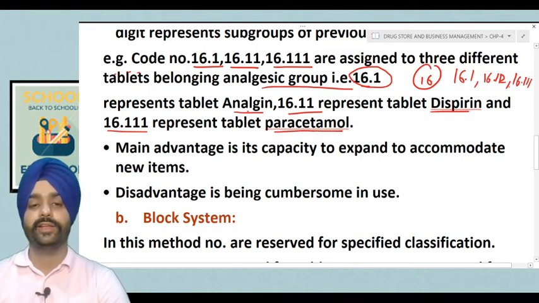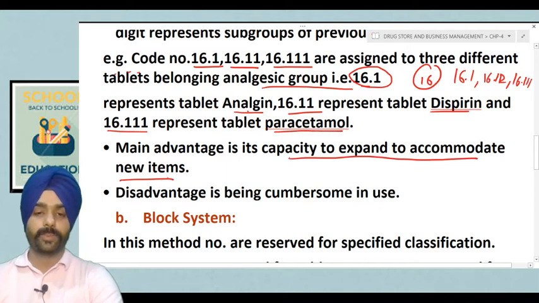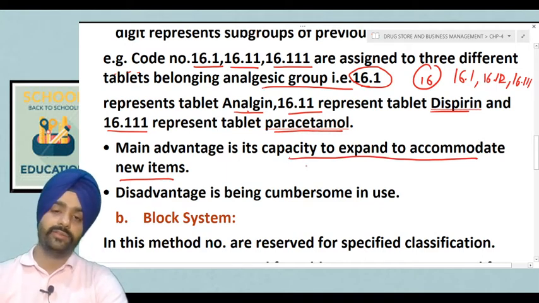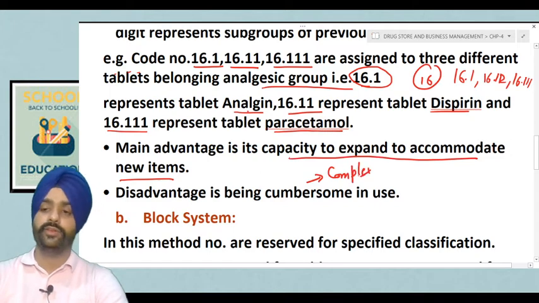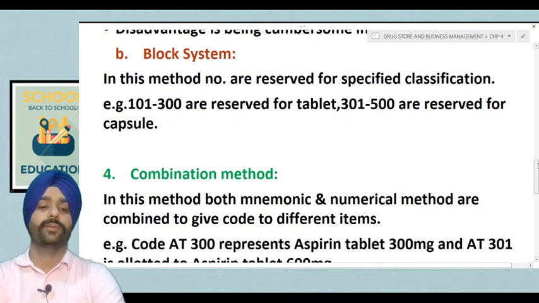The main advantage is its capacity to expand and accommodate new items. So, new items can easily be coded and accommodated under the same heading. The disadvantage is that it is cumbersome or complex to use. It is not easy for everyone to remember these codes and to use them. The next comes the block system.